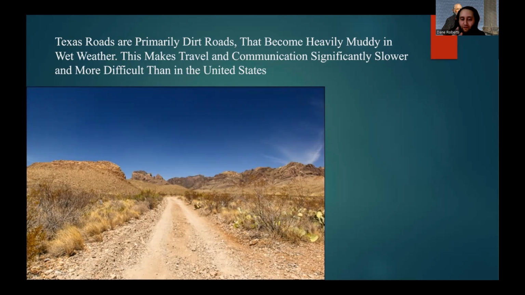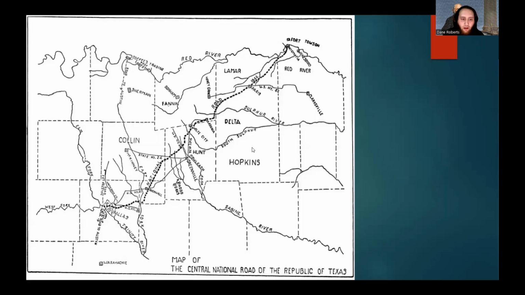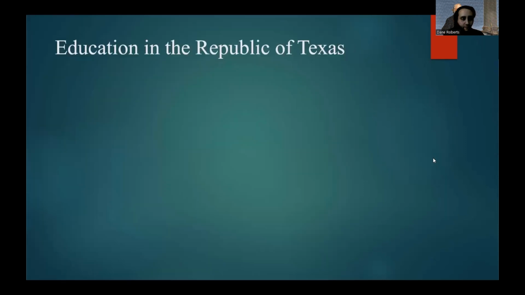At the same time, this infrastructure was existing in the Republic of Texas. In the United States, infrastructure was being updated, expanded, and improved, allowing for much quicker travel and communication in the United States as compared to the Republic of Texas. And here's a map showing sort of the central roads, or one of the central roads of the Republic of Texas.